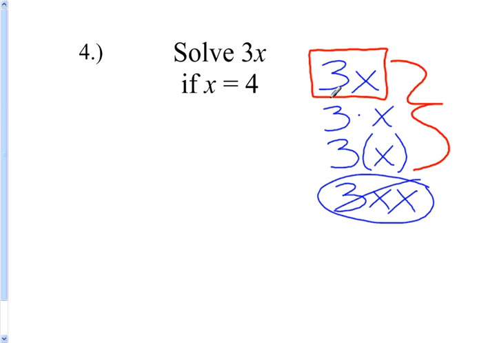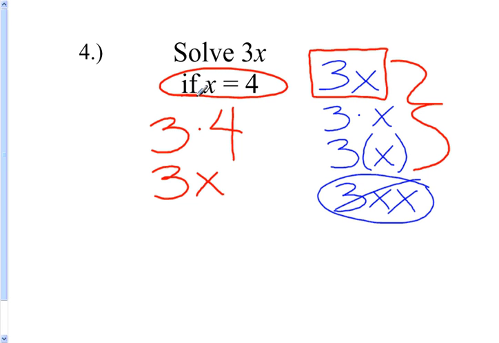If x equals 4, we can replace the x with 4 and say 3 times 4. So 3 times x is the same thing as 3 times 4, because the problem right up here tells us that x is going to be 4 in this case. 3 times 4 is 12. And that's the answer to problem number 4, is 12.